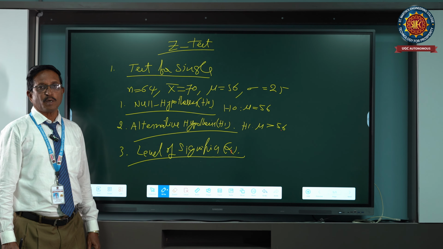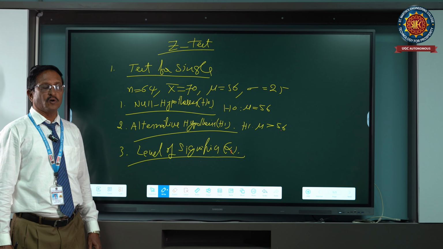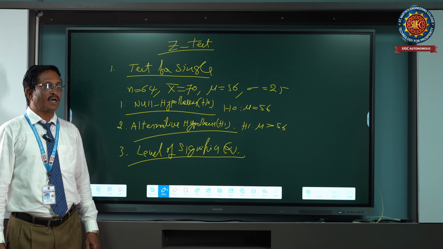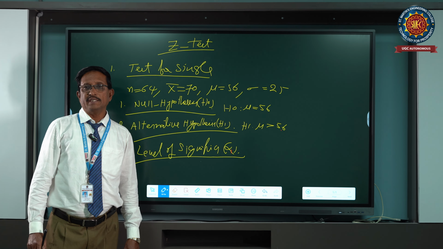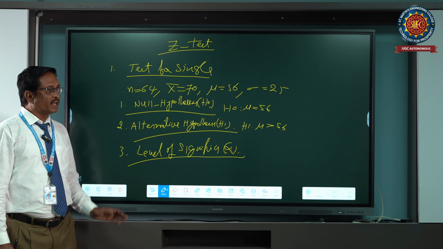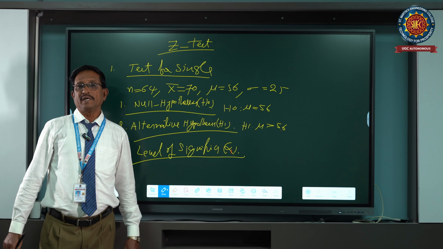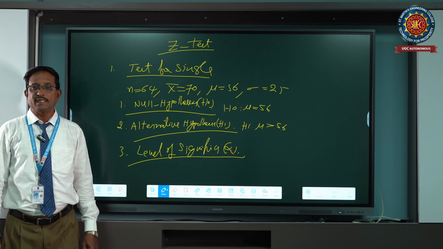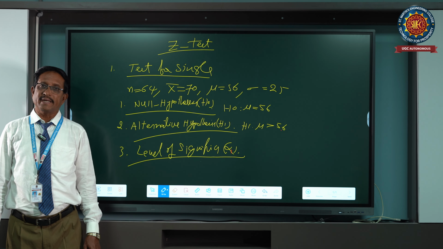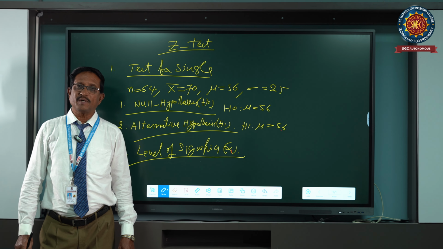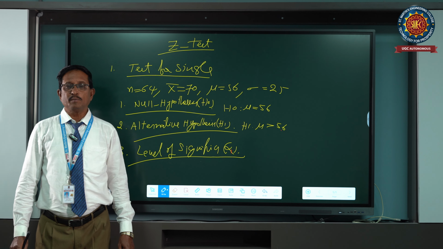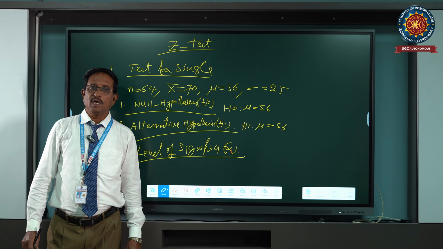In this problem, in the given data, sample size n is equal to 64. It's a large sample, so it fits Z test for single mean. Sample mean x bar is equal to 70, population mean mu is equal to 56, and population standard deviation sigma is equal to 25. In this problem, we will go for Z test. Z test has some fixed table values. The Z table value at 5% level of significance for a two-tailed test is 1.96. The Z table value at 1% level of significance for a two-tailed test is 2.58. The Z table value at 10% level of significance for a two-tailed test is 1.645.